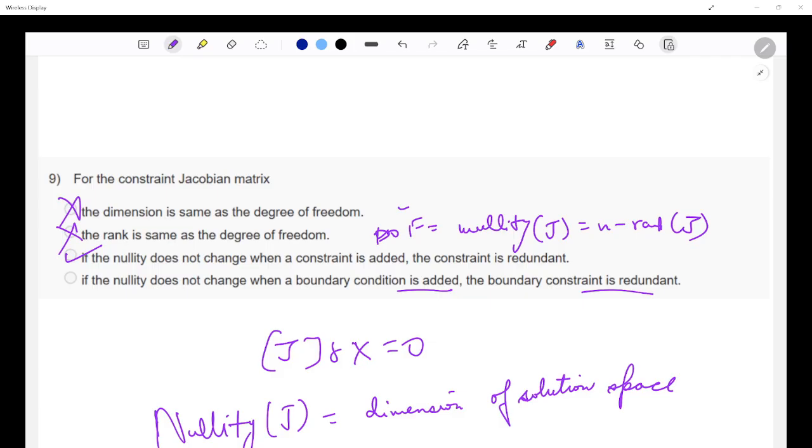And the fourth option is: the nullity does not change when a boundary condition is added, the boundary constraint is redundant. Subtle but wrong, because the algorithm says to check redundancy during constraint addition. Boundary conditions are treated separately at the end. Okay. So this is also incorrect.